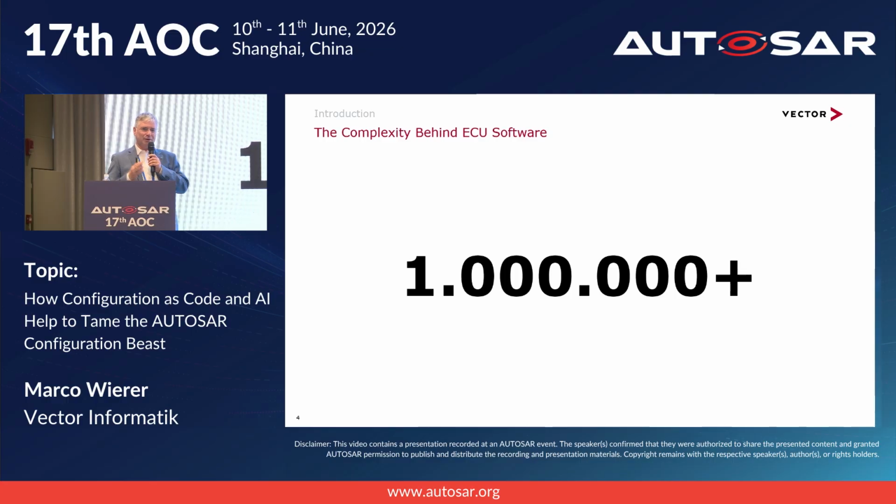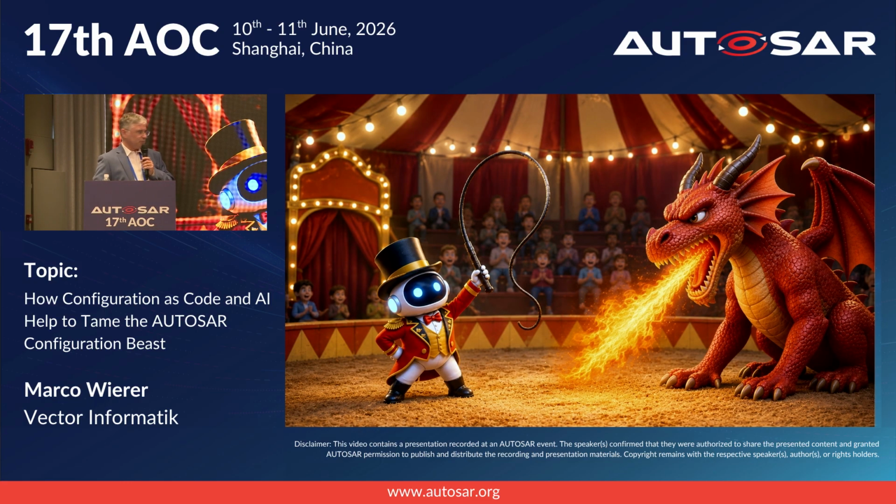So roughly 1 million AutoSAR configuration attributes, that's what we currently see. These are not made up numbers actually. These are real numbers that we took from a real zonal project. And I want you to remember this number because we need it later in the presentation as well. So the question is, can we use AI to tame this AutoSAR configuration beast?